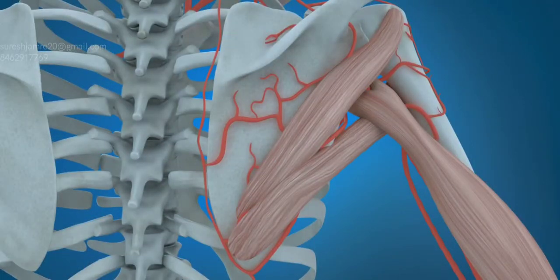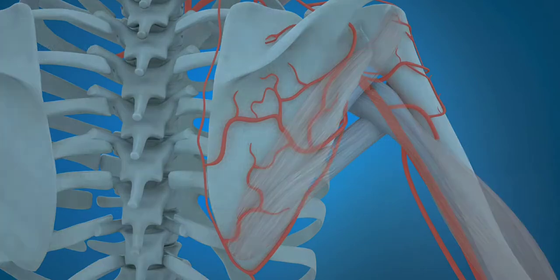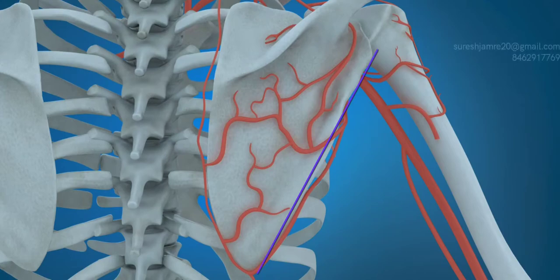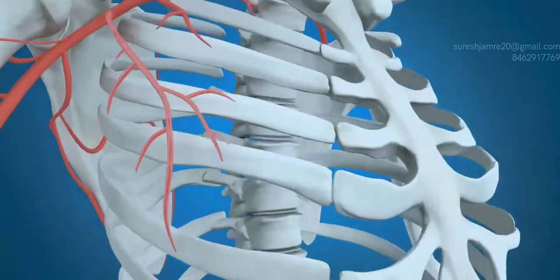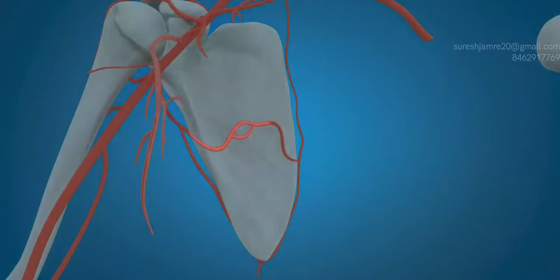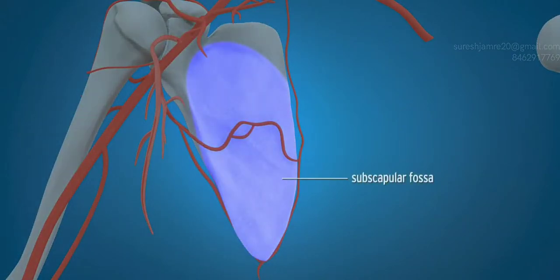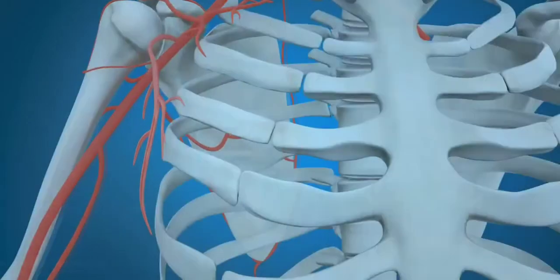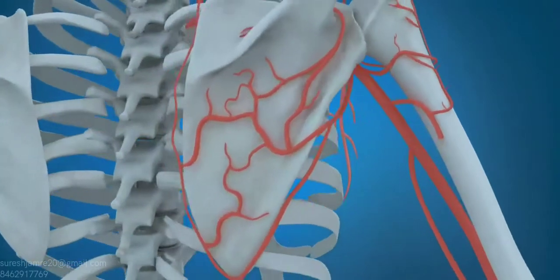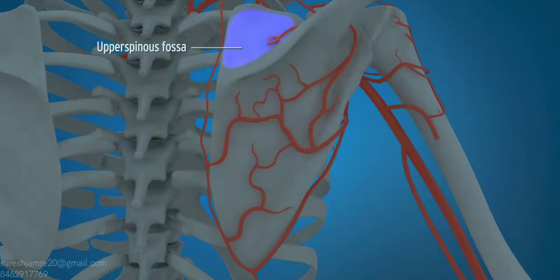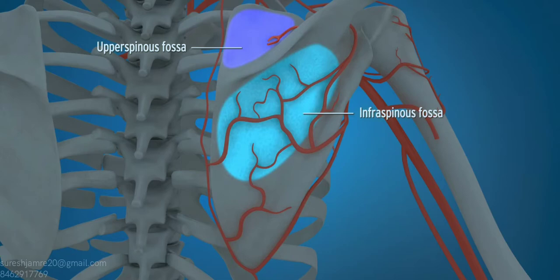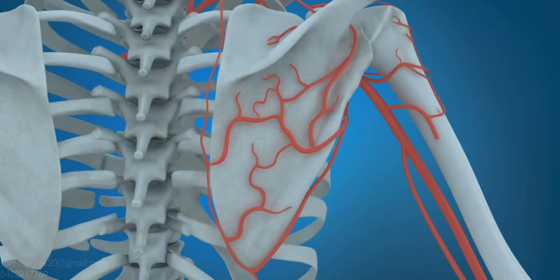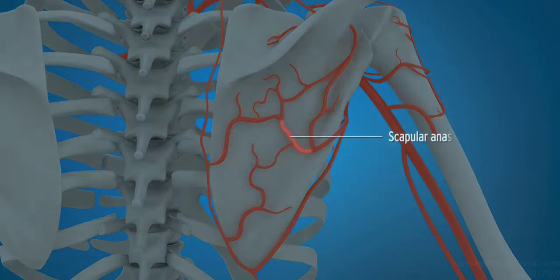This branch passes through the triangular intermuscular space, winds around the lateral border of the scapula, and gives a branch to the subscapular fossa and another branch to the infraspinous fossa. All these branches are involved in the scapular anastomosis.